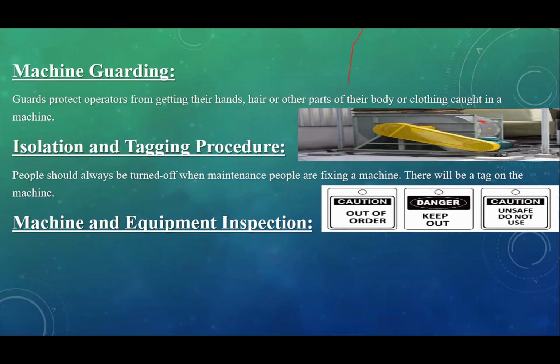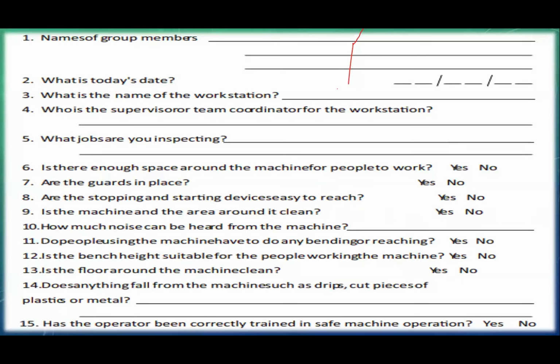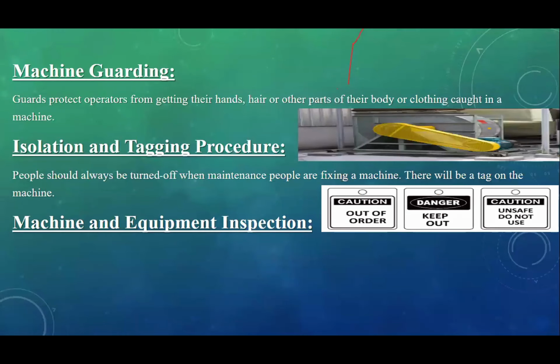There will be a tag on the machine to ensure that the machine is under maintenance. And you can see the machine and equipment inspection card in front of you, which contains certain information, which includes names of the group members, the date, the name of the workstation, who is the supervisor, what job you are inspecting, and a detail of the questions. So this is basically machine and equipment inspection.